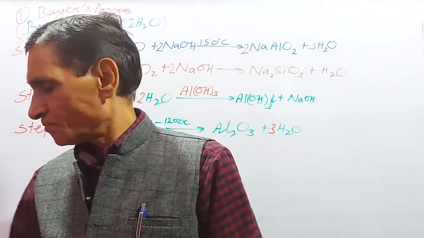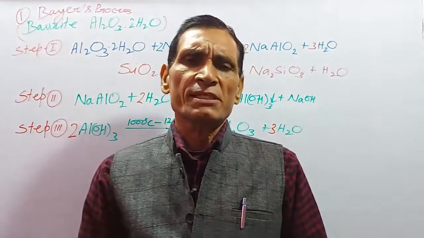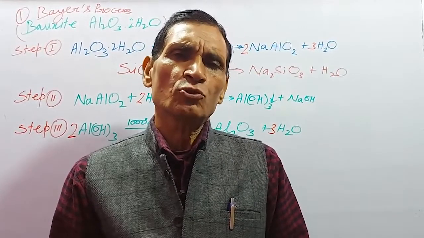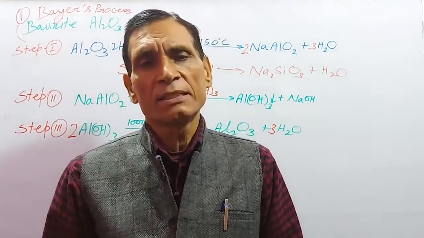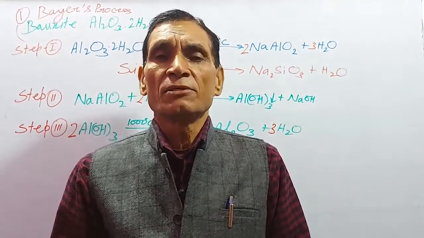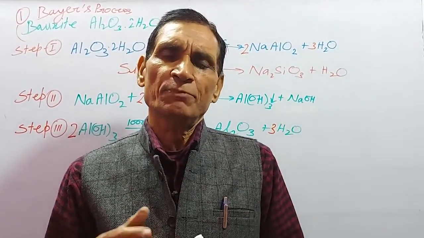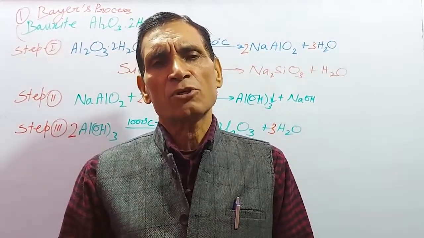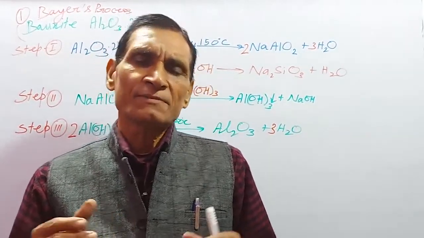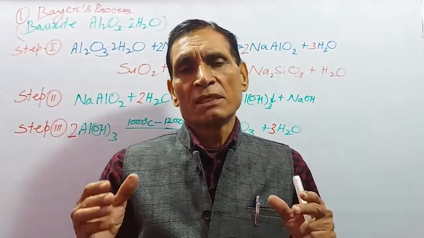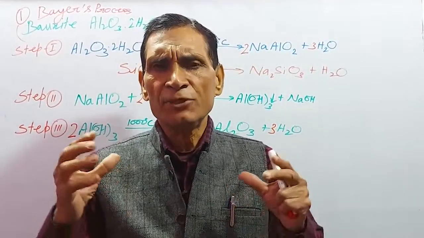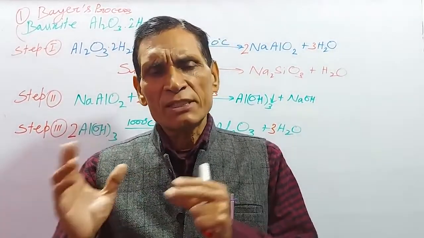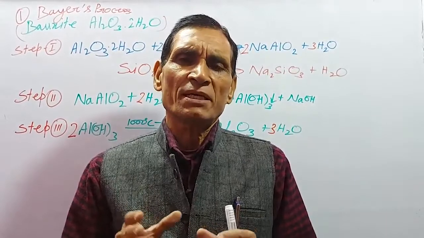Next method is Hall's process. Hall's process is also used for purification of bauxite if bauxite contains more ferric oxide impurities in it. In this method, in Hall's process also, bauxite is crushed and fused with sodium carbonate to convert it into sodium meta-aluminate.